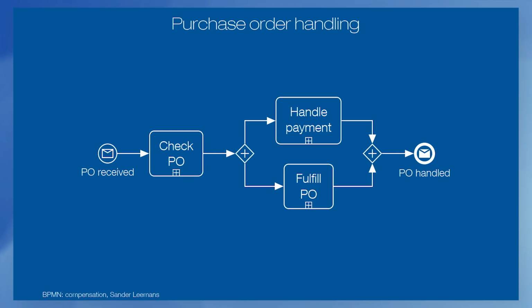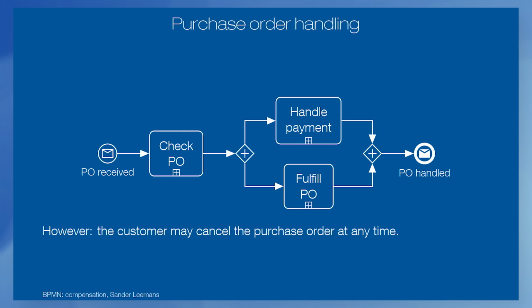However, imagine that the customer can cancel the purchase order at any time. Let's say that we are a very friendly organization, very customer focused. So we're going to do whatever we can in order to assist this customer with canceling. So the customer can cancel at any time. We do that using a compensation construct.